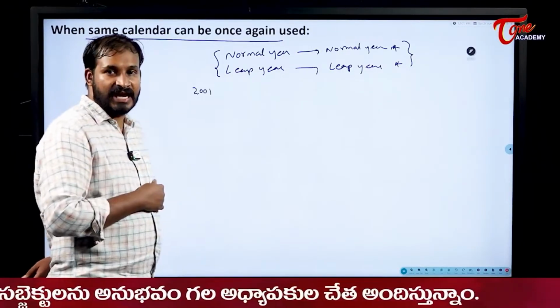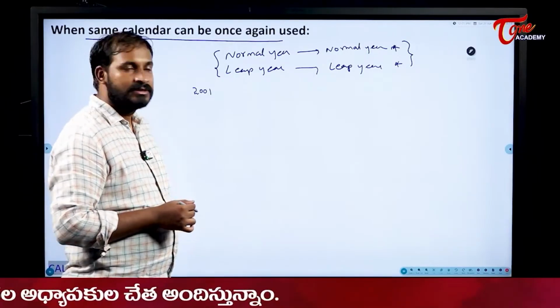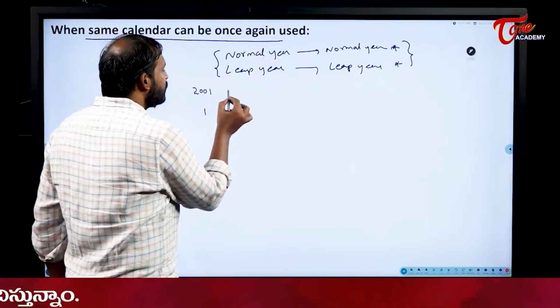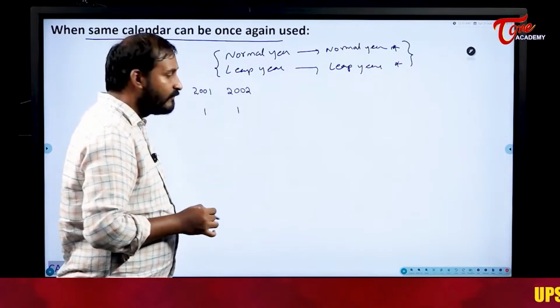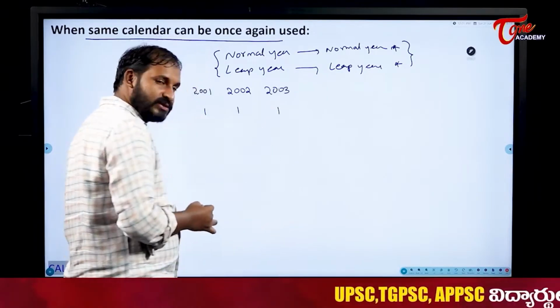When can I use this calendar once again? How many odd days will I have for 2001, students? 1 odd day? Yes, sir. Next, for 2002, how many odd days will I have? 1 odd day. Okay. For 2003, why? Because these 3 are normal years. This one is also 1 odd day.